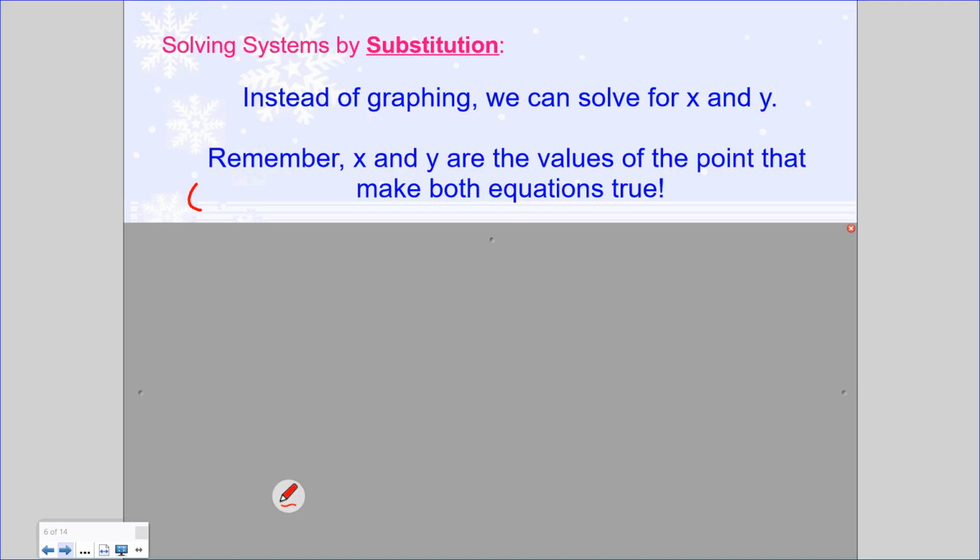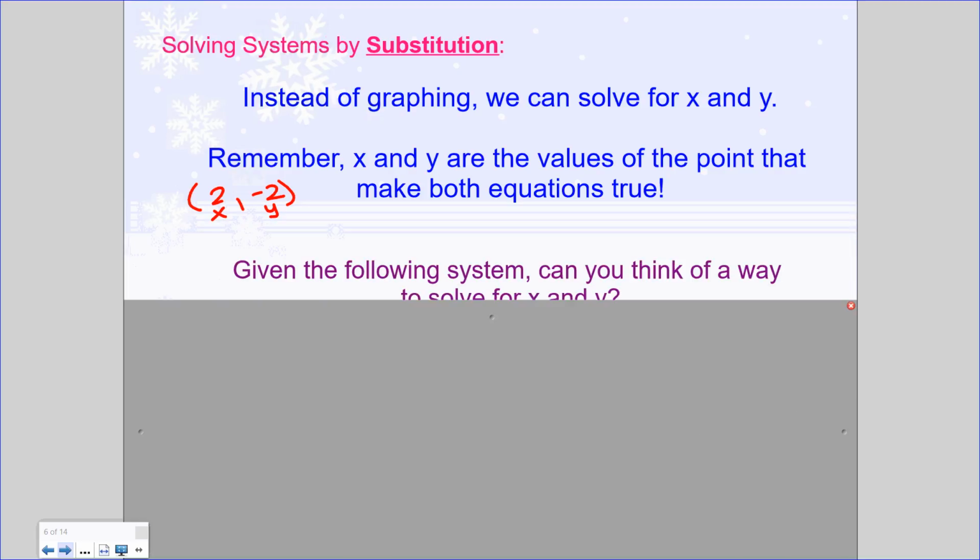So if you remember in the graphing lesson, I showed that if your solution to your system was the point 2, negative 2, let's pretend, this 2 is your x value, and the negative 2 was your y value. And so what we looked at is if we replaced every x in both equations of our systems with 2 and the y's with negative 2, we got true equations for both equations if that point actually worked out. So we can solve for these x and y values individually.